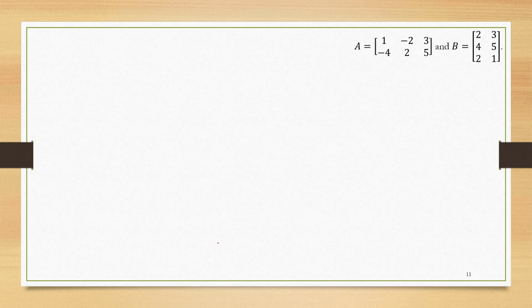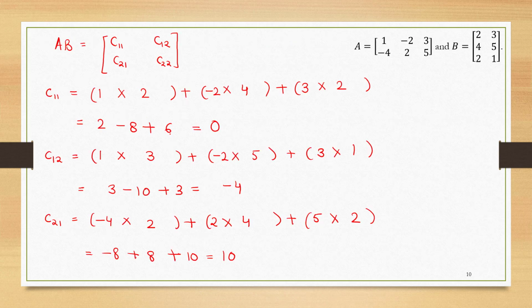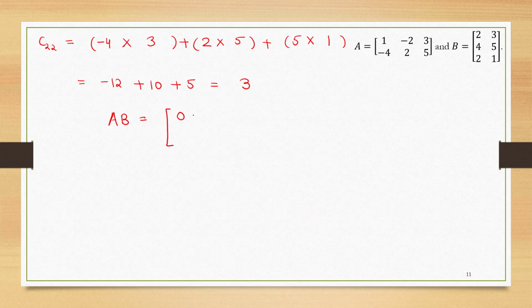Last entry C22. For C22, we again put 3 brackets. Second row of A, that is minus 4, 2, 5, multiplied by the second column of B, that is 3, 5 and 1. So we get minus 12 plus 10 plus 5 is equal to 3. So all the entries are here. AB is equal to 0, minus 4, 10, 3.